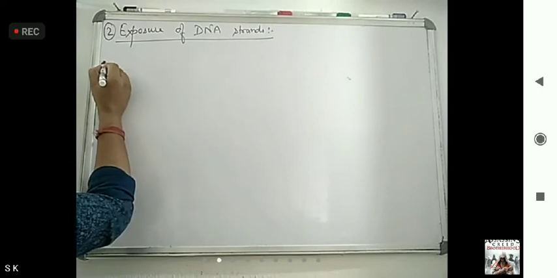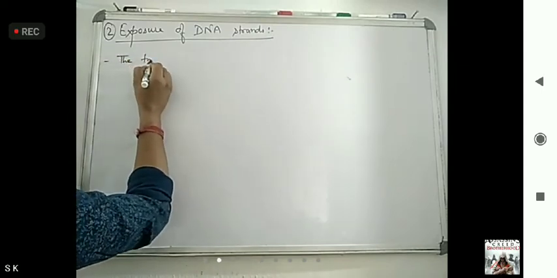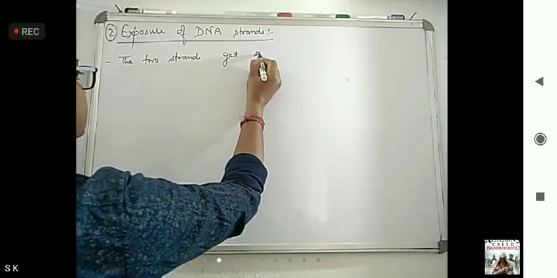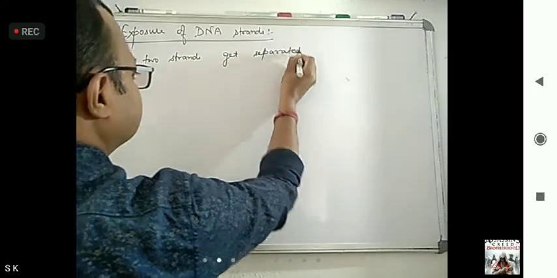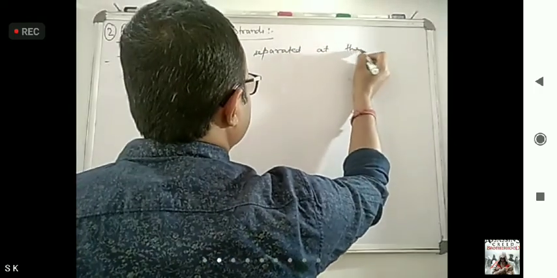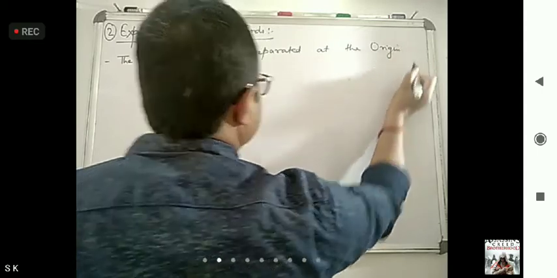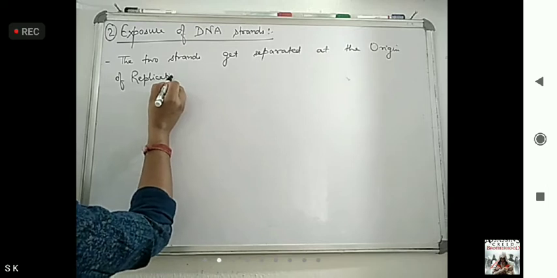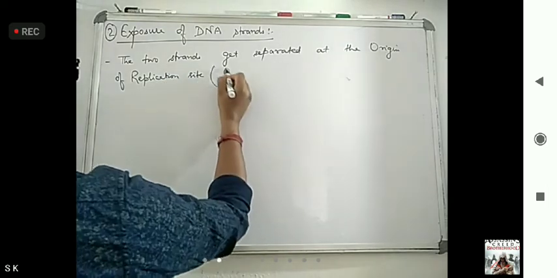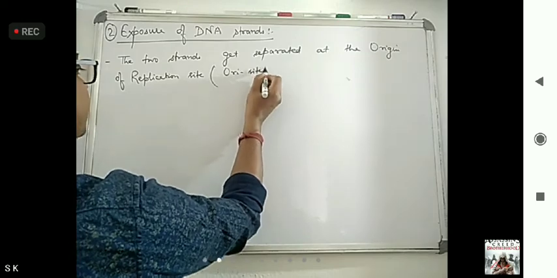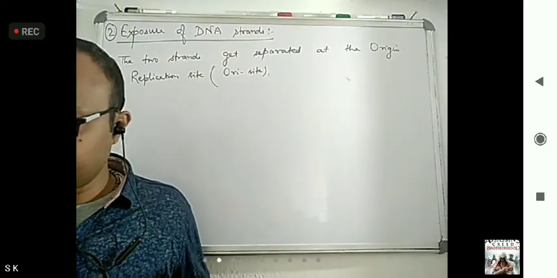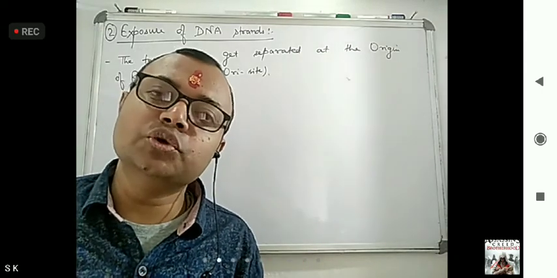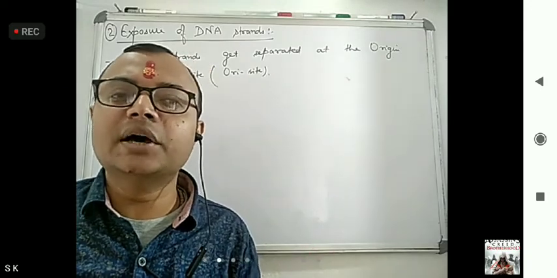Okay, so the two strands get separated at the origin of replication site, and this is known as ori site. Okay, where will it happen? At the position of ori site. And here the enzyme used is helicase or unwindase.